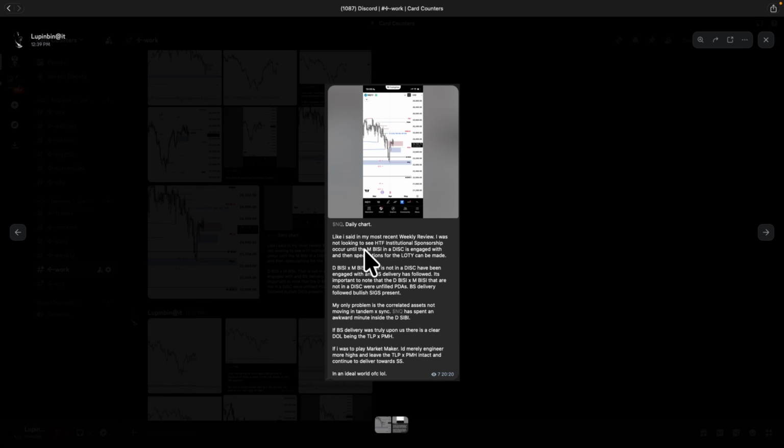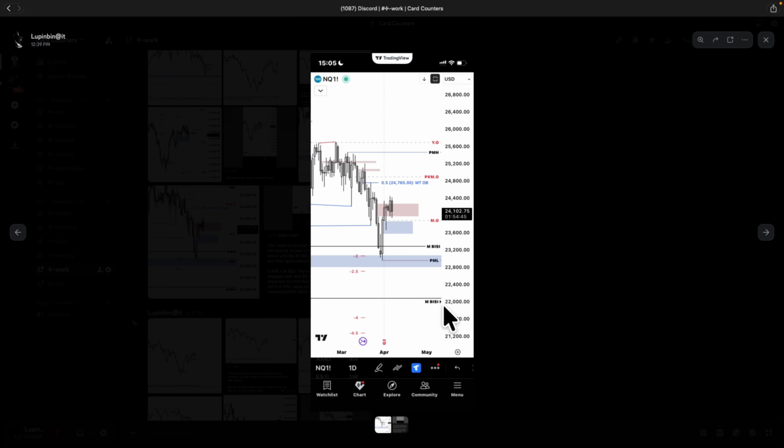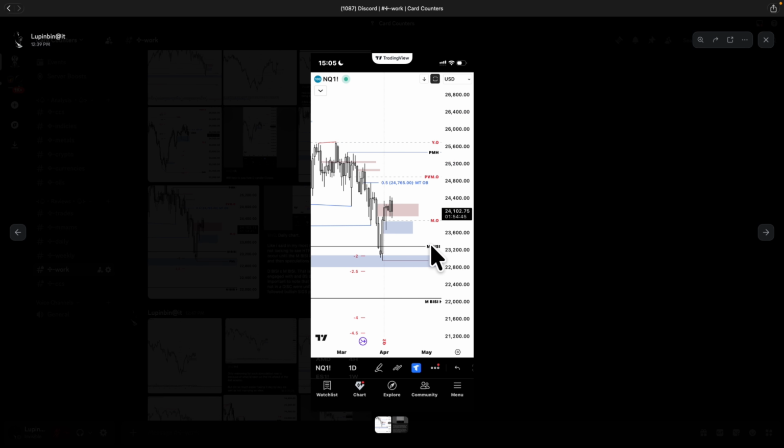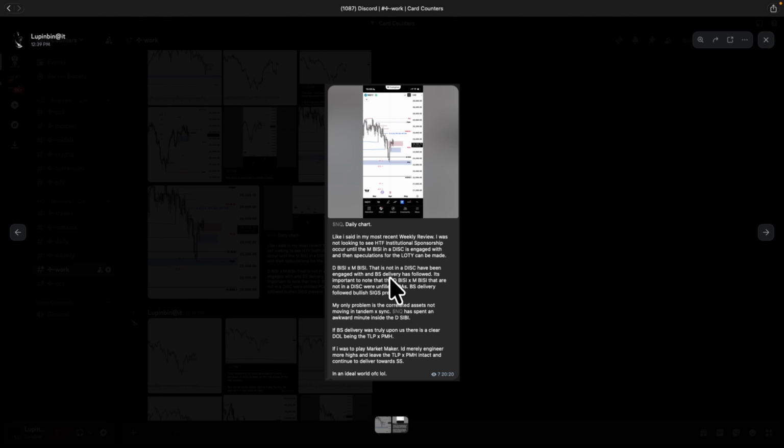So the statement behind this image was, like I said in my most recent weekly review, I was not looking to see higher time frame institutional sponsorship occur until the monthly BISI in a discount is engaged with, and then speculations for the low of the year can be made. So what I was referring to would be this monthly BISI right here, which resided in a discount. The daily BISI and monthly BISI that is not in a discount, which would be this monthly BISI and daily BISI, is what we had engaged with, and we ended up seeing buy-side delivery following from there.